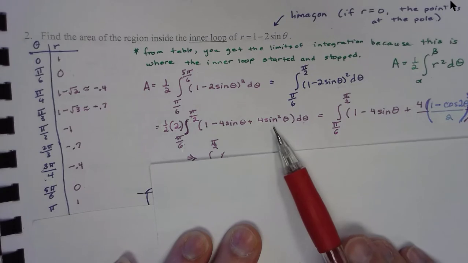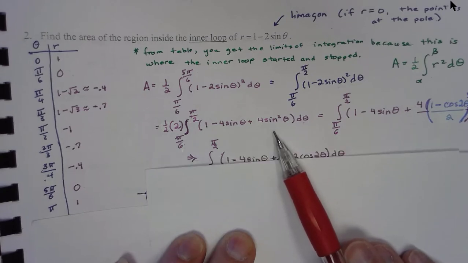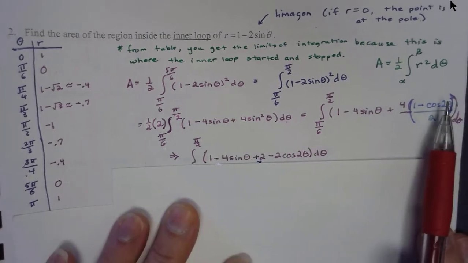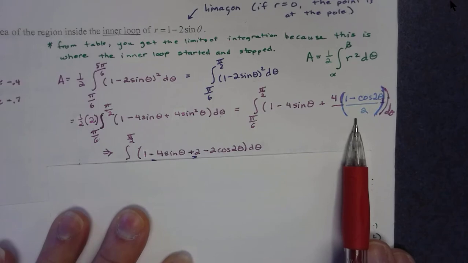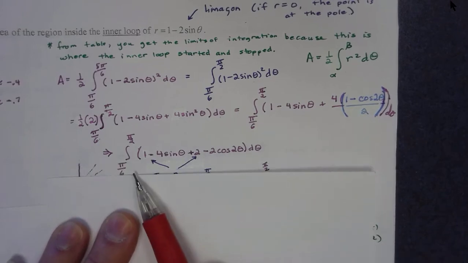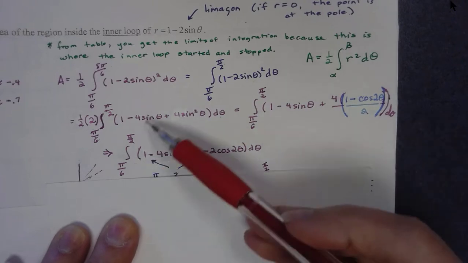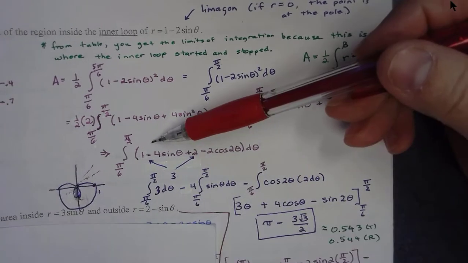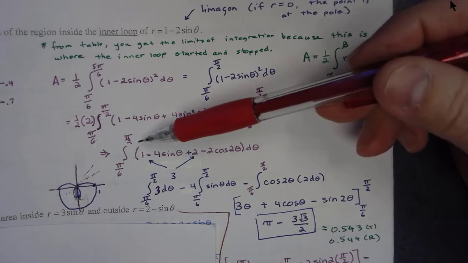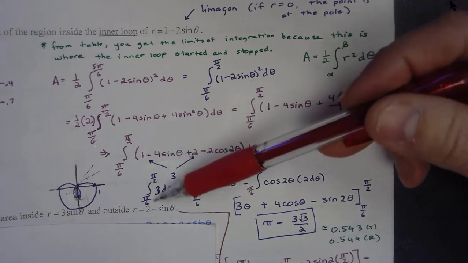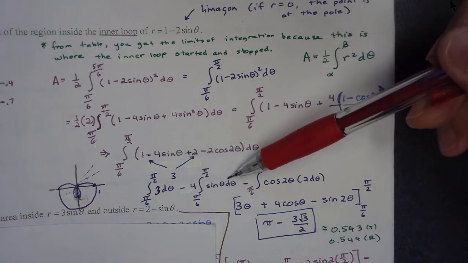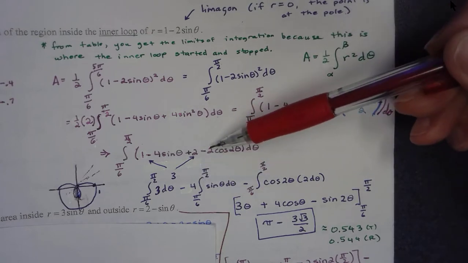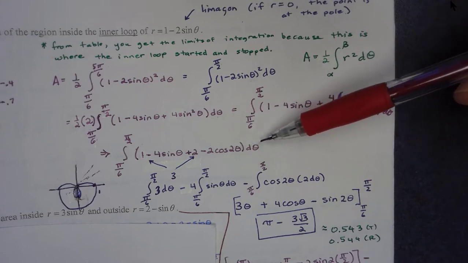I can see that it would be nice if I didn't have this sine squared, because that is difficult for us to anti-differentiate. But I can do it if I do a power reduction identity. And now we have aloha going on, and I'm going to do that integration. Here's my aloha: 1 plus 2 is 3. I'm going to make that its own integral, minus 4 sine theta d theta, and then minus 2 cosine 2 theta d theta.